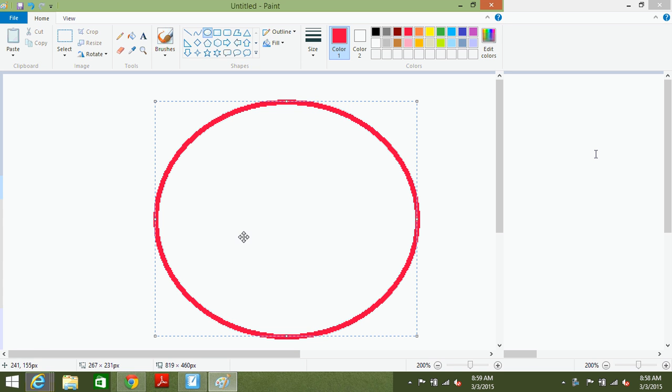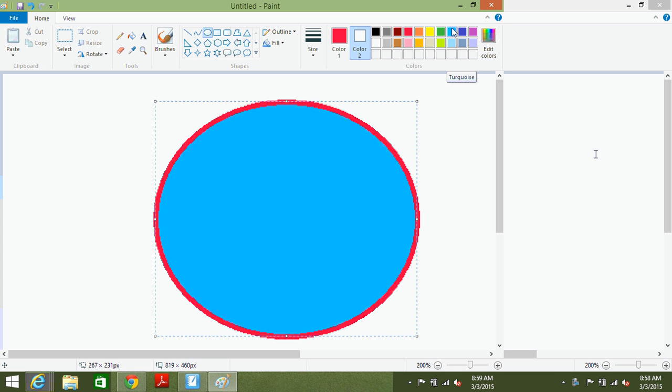Inside of this circle, I want you to color it blue. So for color 2, if you'll switch to blue, please. So a red outline and a blue inside. So go to color 2 and switch it to blue. Color 1 should be red. Color 2 should be blue.